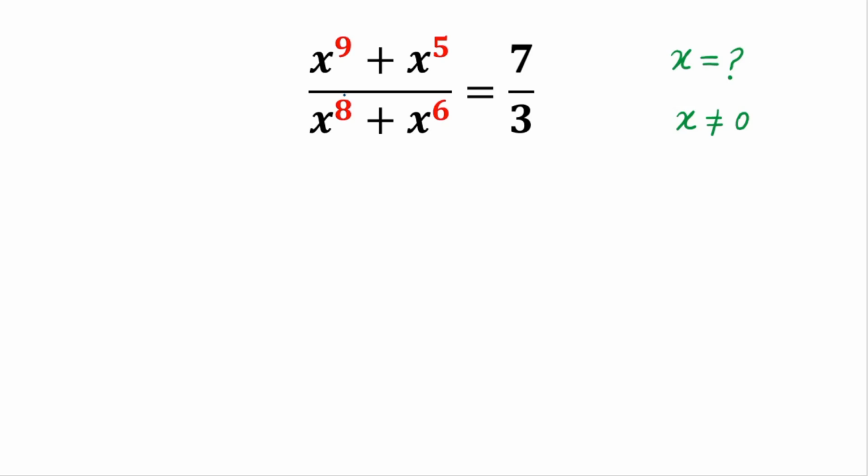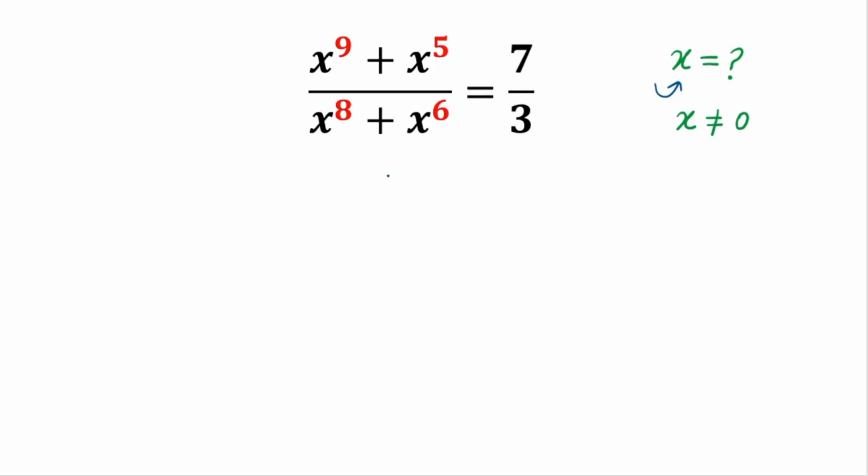Hello students, in this video we are going to solve a nice algebra problem. Here (x^9 + x^5)/(x^8 + x^6) is equal to 7/3. Here we need to calculate all possible values of x, where x is not equal to 0.